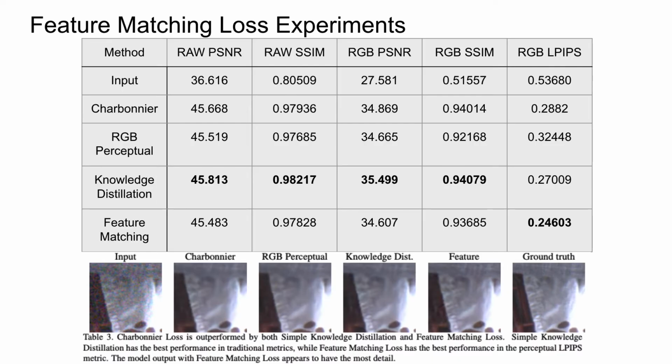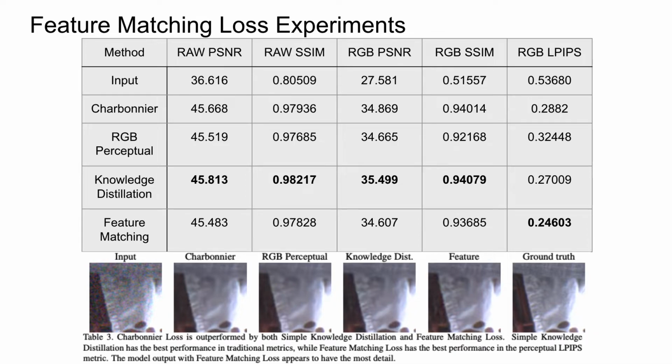We perform an ablation study on the loss function, which includes the Charbonnier loss. The Charbonnier loss is supposed to stand in as a baseline for any non-perceptual loss. We include the RGB perceptual loss, which is simply the LPIPS loss applied to the RGB image after post-processing our raw model outputs. And we also include a simple knowledge distillation implementation, where the loss is simply the difference between the teacher network's predicted image and the student network's predicted image. And finally, our feature matching loss.